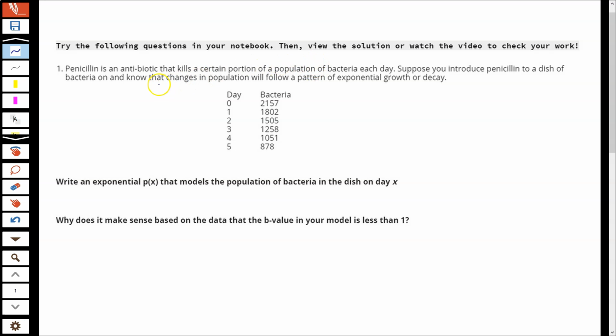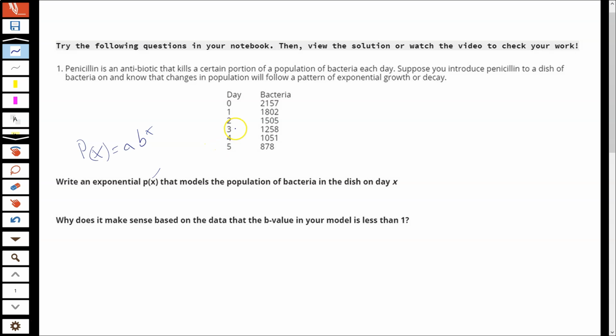So this one is about penicillin, which is an antibiotic that kills bacteria. You can imagine that we're introducing penicillin to a dish of bacteria, and we know that the changes in population are going to follow a pattern of exponential growth or decay. What we want to do is find a model for the population of bacteria in the dish on day X. If we know that this is exponential, we know P of X is going to look like A times B to the X. Then we need to use our skills to figure out what B is and what A is.